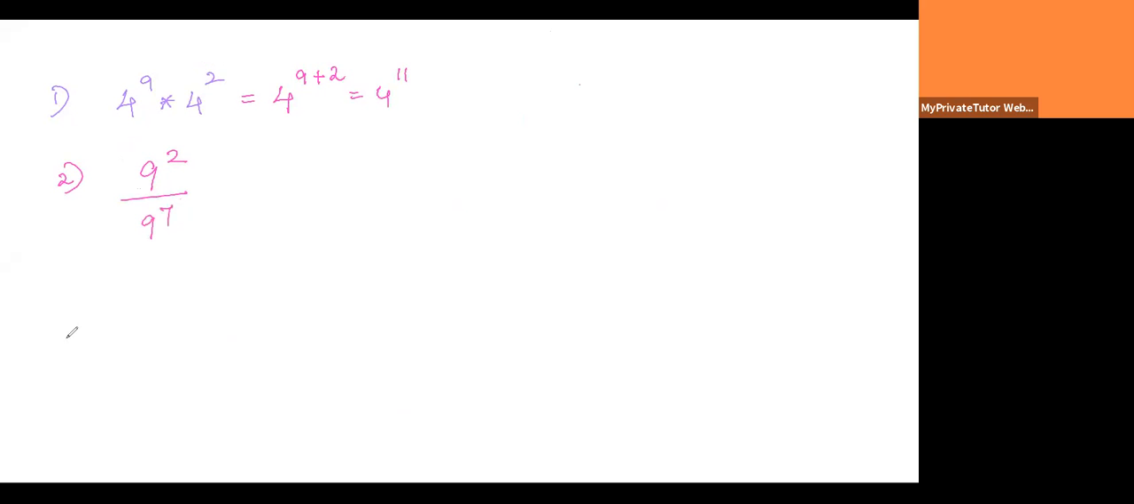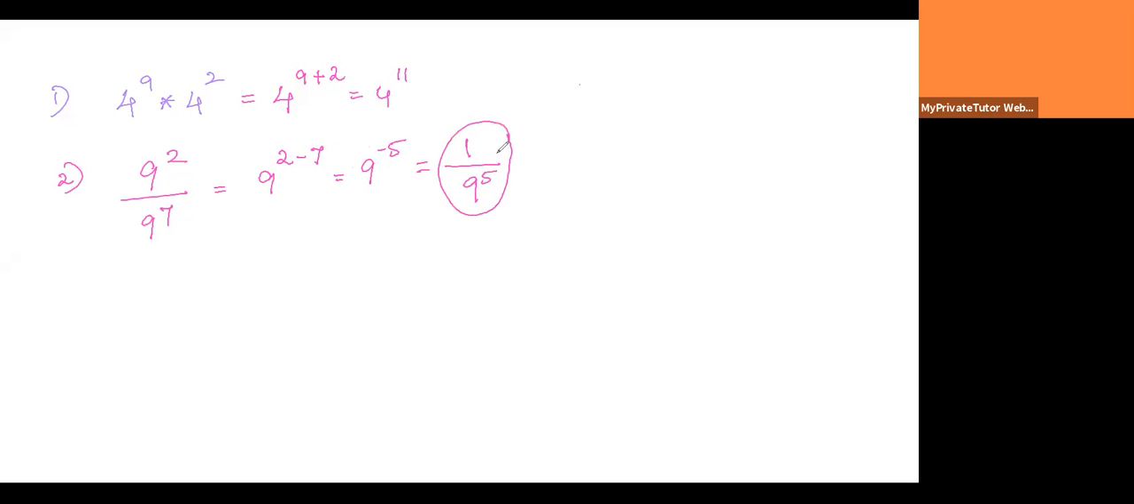Okay, so then 9 power 2 divided by 9 power 7. What do we do in this case? 9 power 2 minus 7. We are going to subtract since we are dividing. So what is 9 power 2 minus 7? 2 minus 7 is minus 5, right? But I already told you, whenever we are writing the answer, make sure to write the answer in a positive exponent. So you're going to turn this back into a positive, which is 9 power 5.